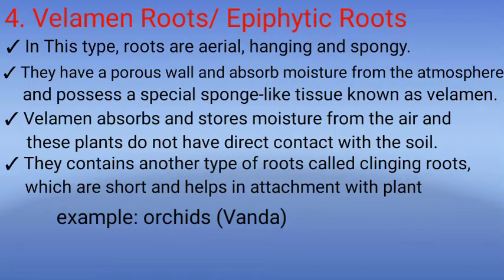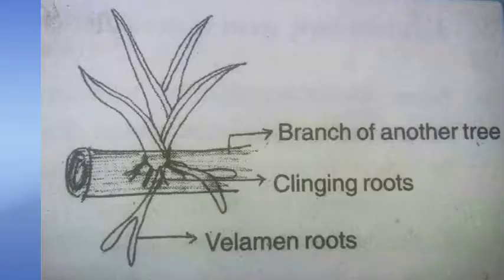They contain another type of roots called clinging roots. So in those plants, those clinging roots help in the attachment with the host plant. Example, Vanda. Let's see the diagrammatic representation.